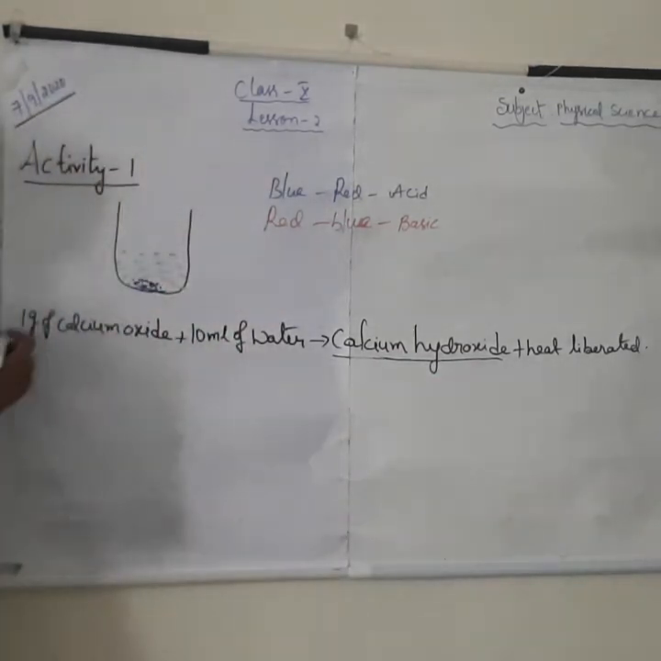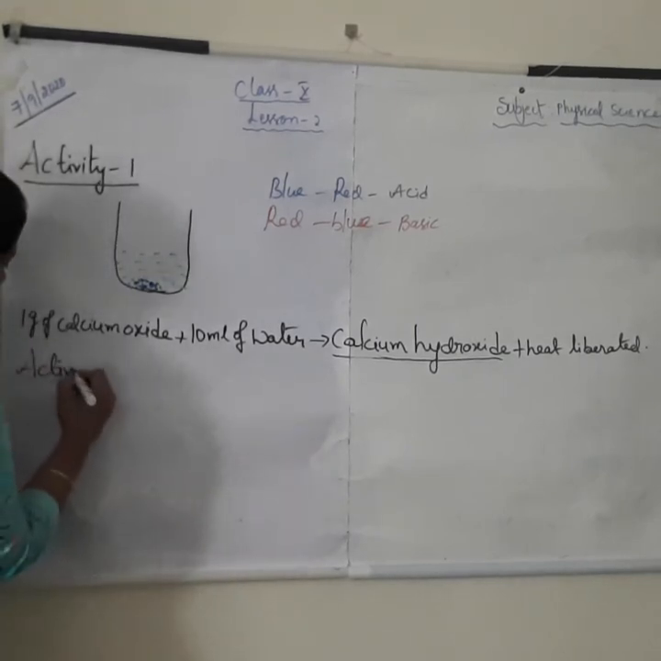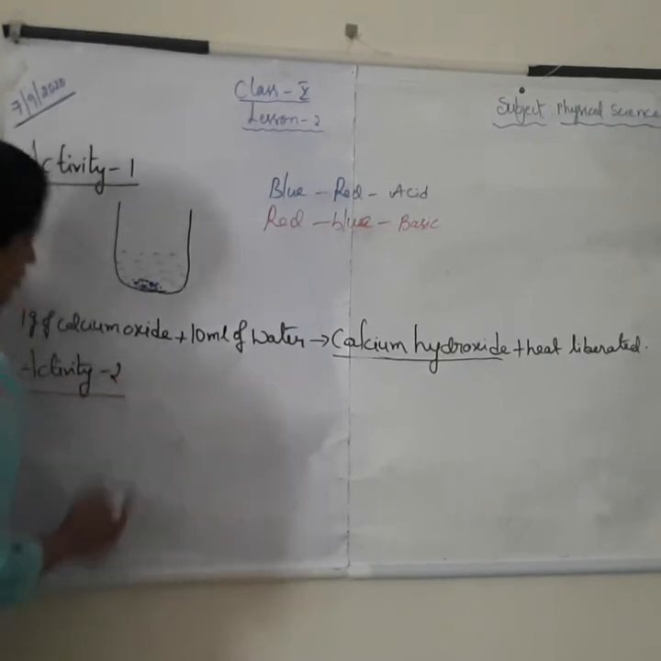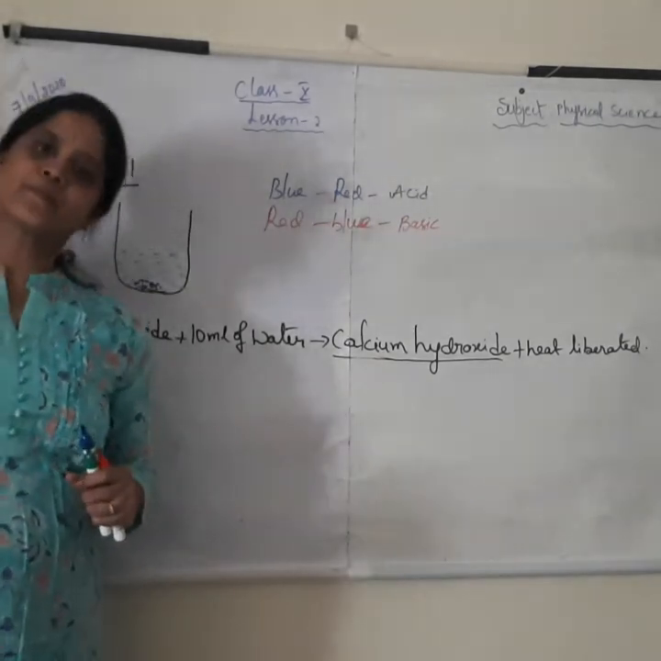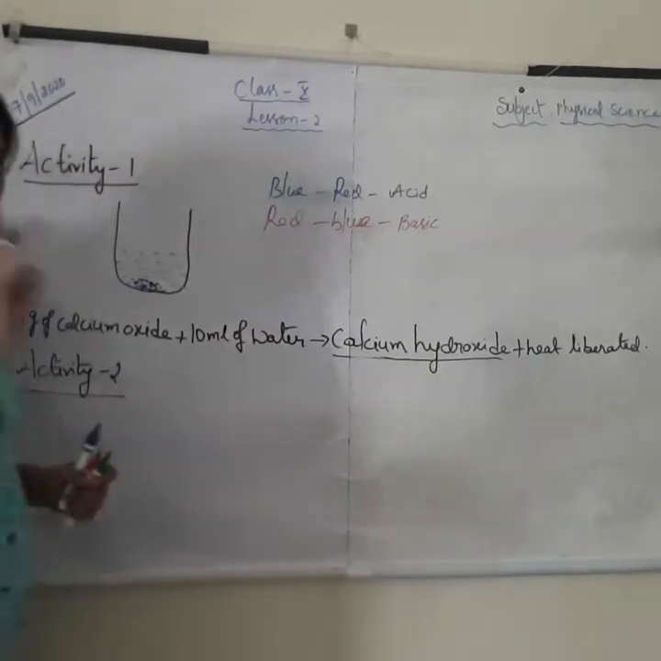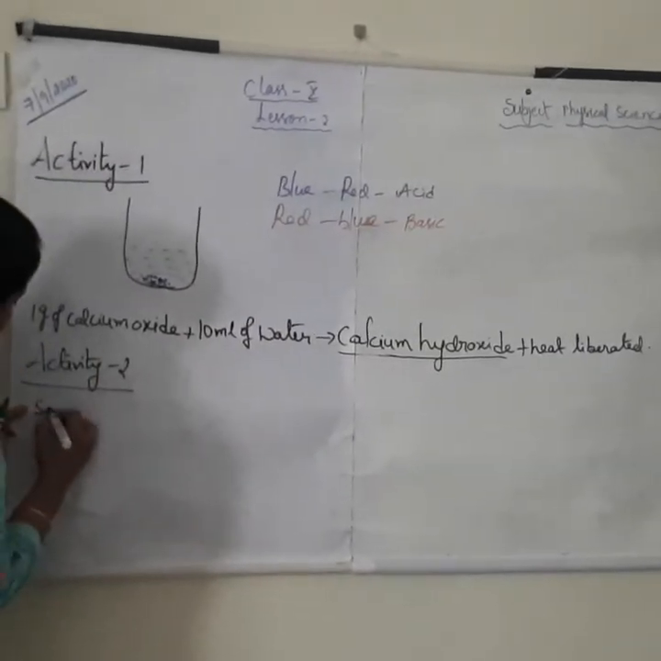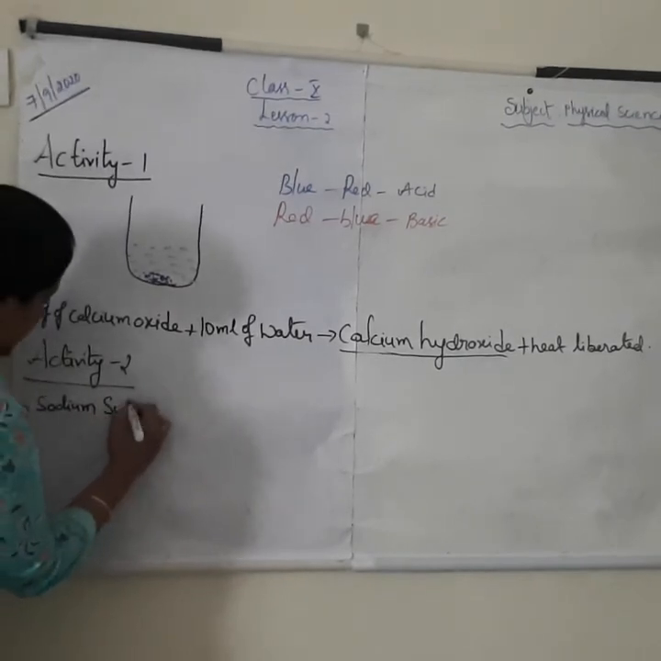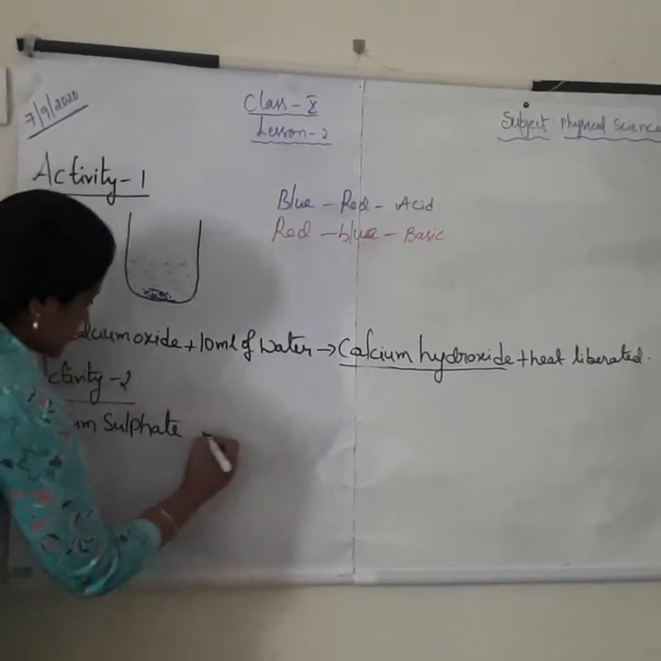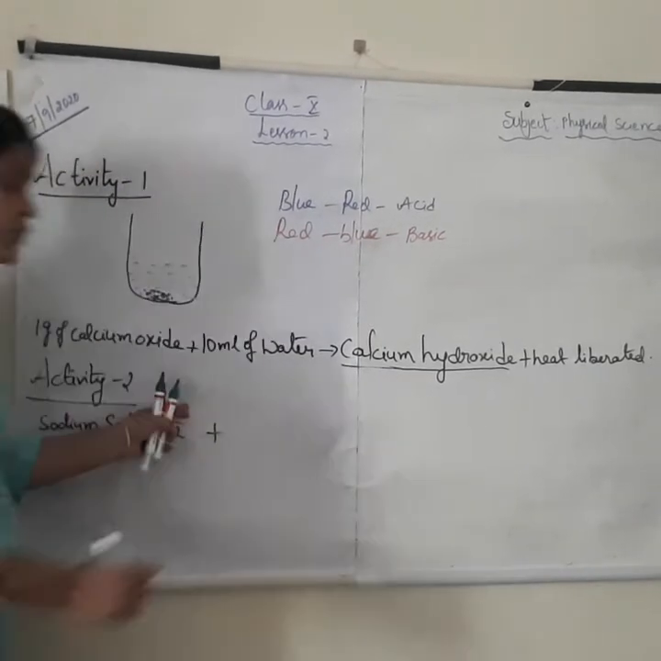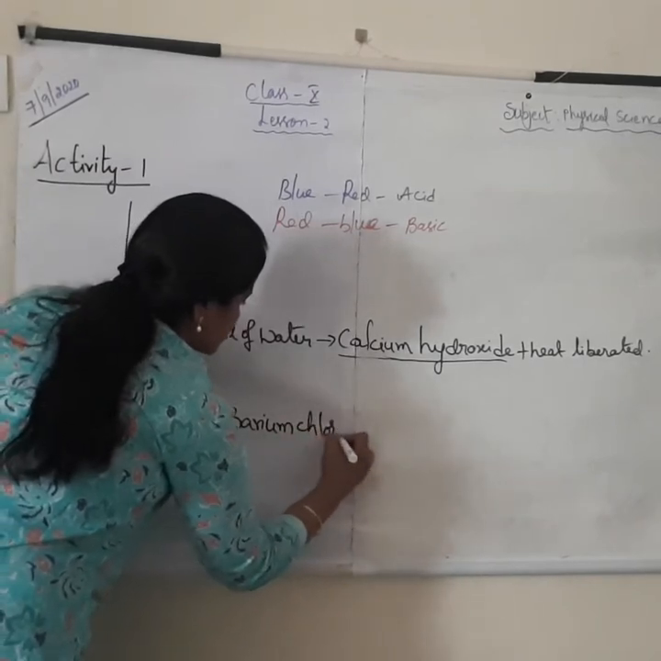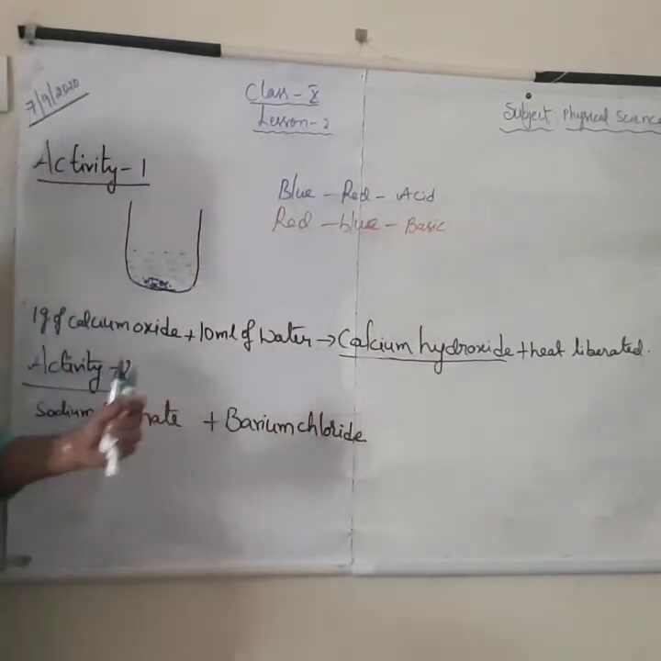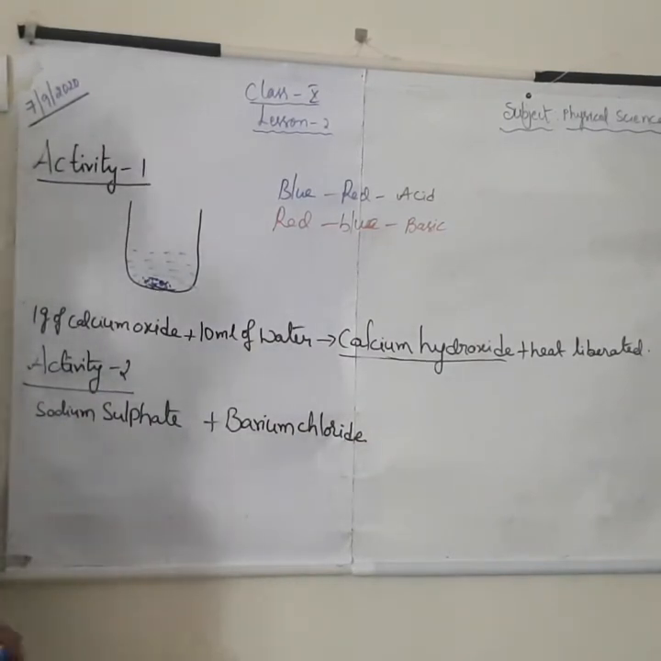Next, coming to activity 2. Now, you take 2 chemicals. What are the 2 chemicals? One is sodium sulfate and the next one is barium chloride. These two powders you take and prepare the solutions.